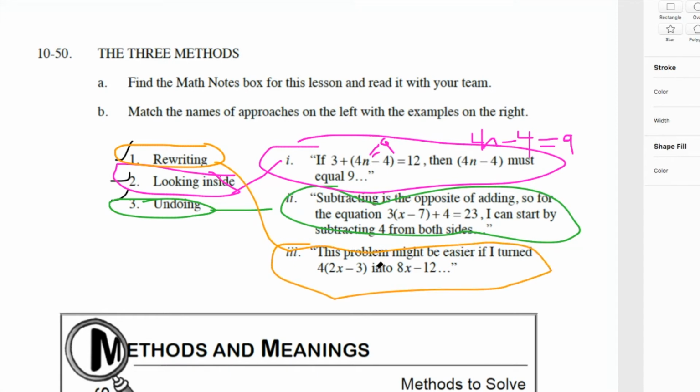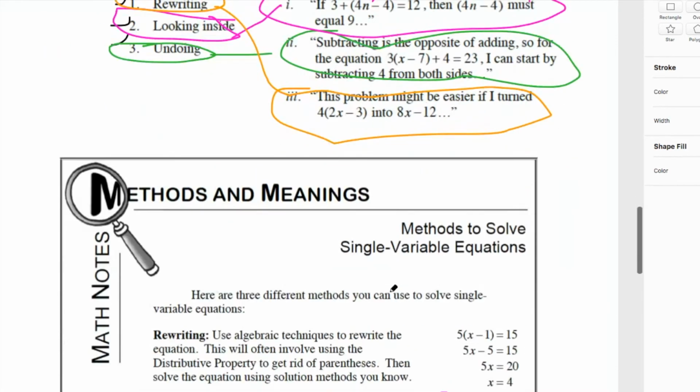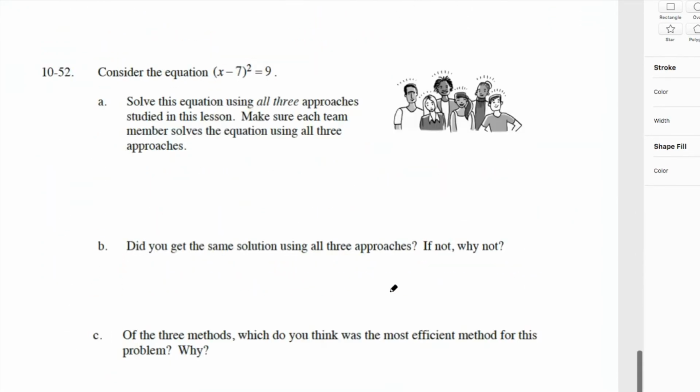So this problem might be easier if I turned 4 times 2x minus 3 into 8x minus 12. Yeah, it's sort of just doing what the algebra is telling you to do here. Take that 4 outside of parentheses. What do you do? Well, you multiply when you see parentheses. You distribute here and you get this. Okay, cool. Let's keep going. We're not too much left yet.